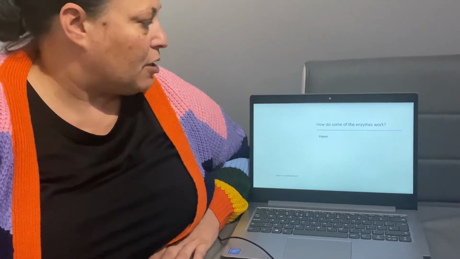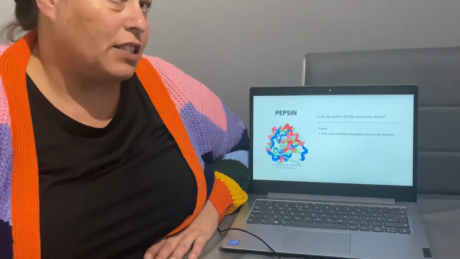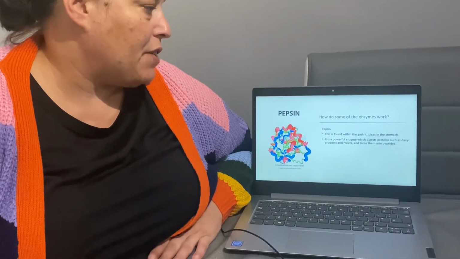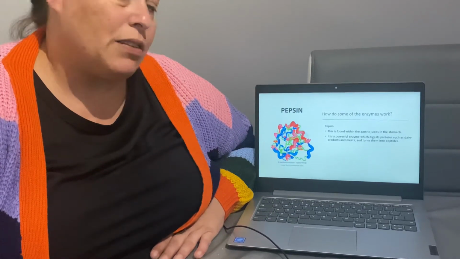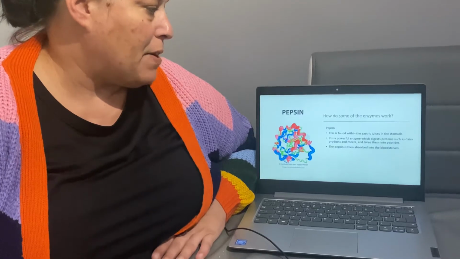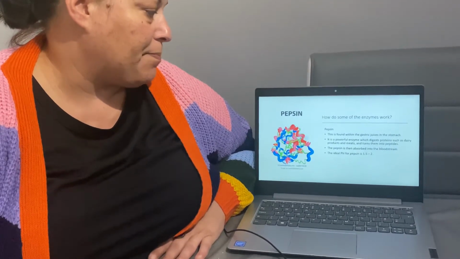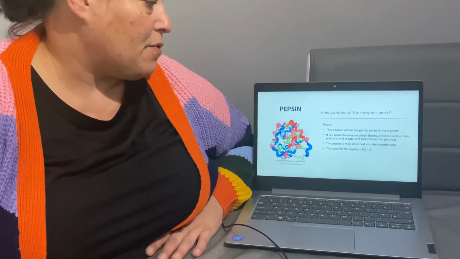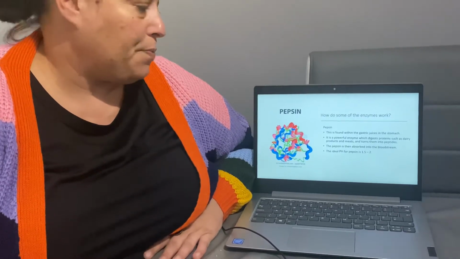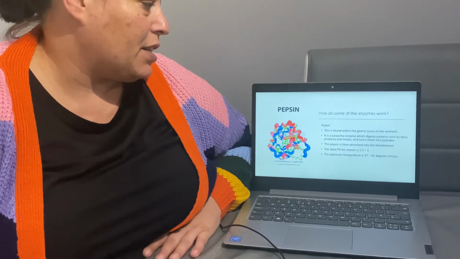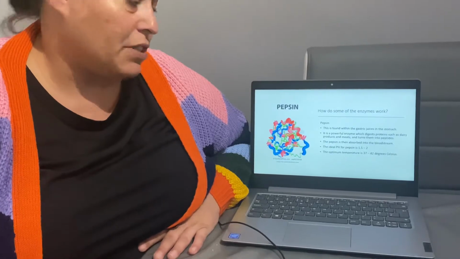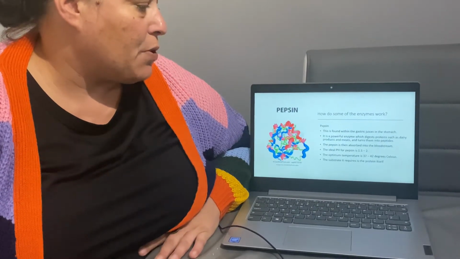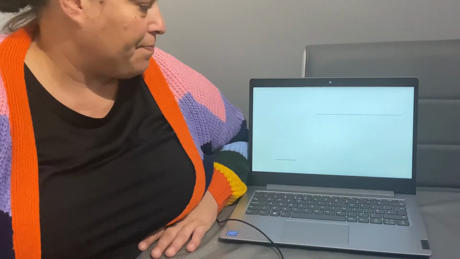How do some of the enzymes work? Pepsin. This is found within the gastric juices in the stomach. It is a powerful enzyme which digests proteins such as dairy products and meats and turns them into peptides. The pepsin is then absorbed into the bloodstream. The ideal pH for pepsin is 1.5 to 2. The optimum temperature is 37 to 42 degrees Celsius, and the substrate it requires is the protein itself.